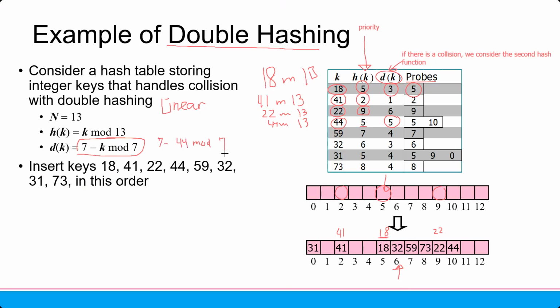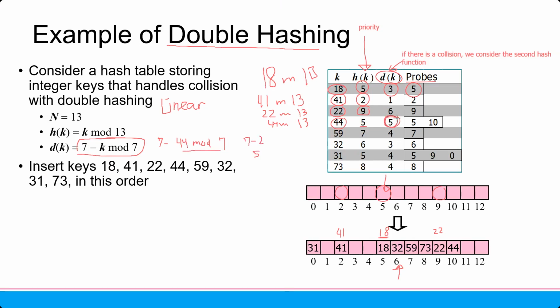What is the result? 7 minus 44 mod 7. So it is 7 minus 2. Sorry, 44 mod 7 is 2. Then 7 minus 2 is 5. So the decay equals 5.